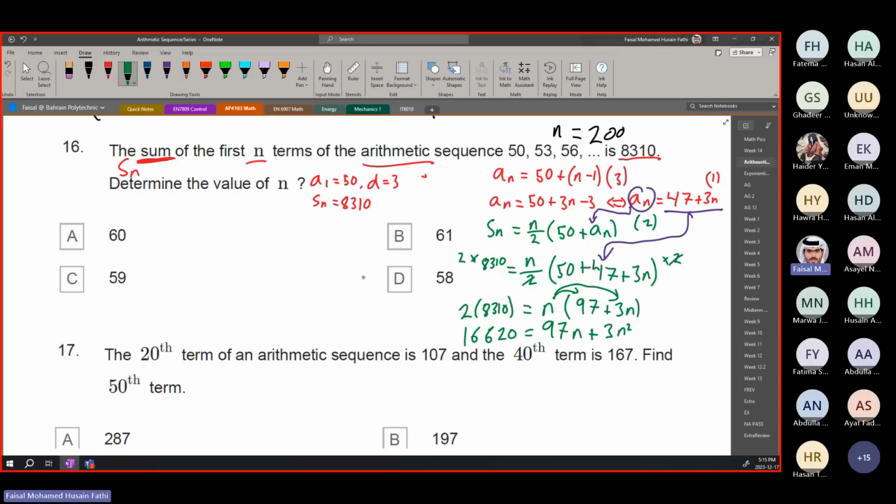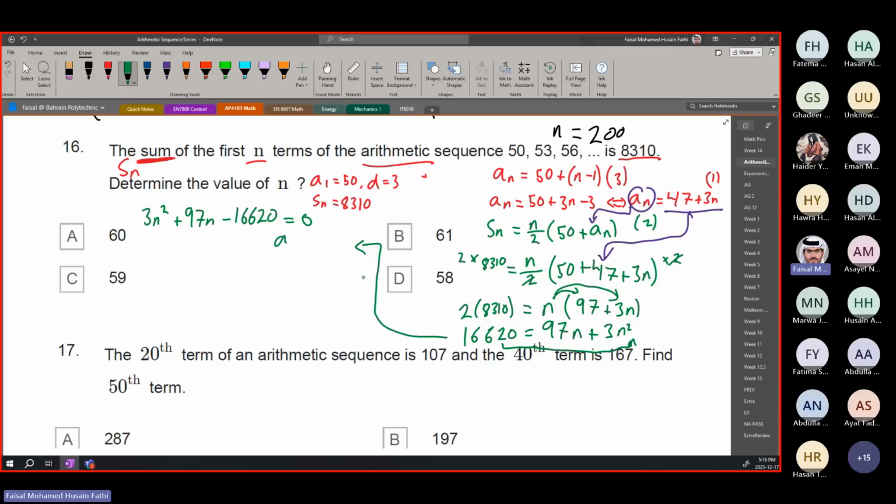Now let us work it out here. This is a quadratic formula. So let's take the 16620 to the other side and rearrange a little bit. So 3n squared plus 97n, all I did was rearrange this, minus 16620, and this is all going to be equal to 0.